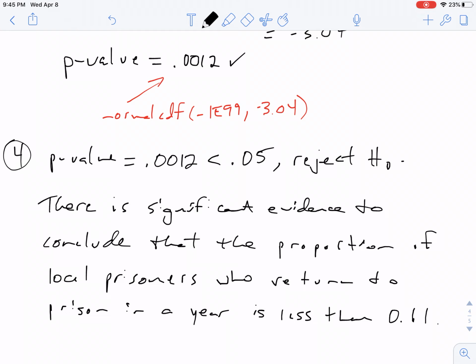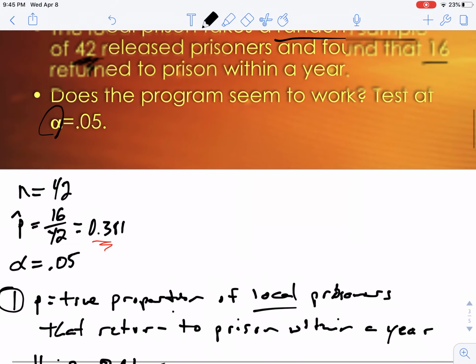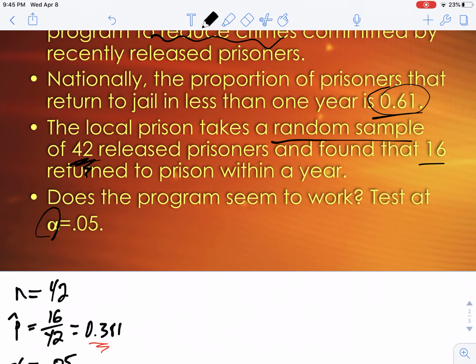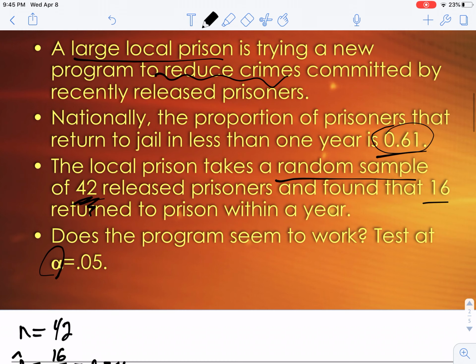So again, there's significant evidence. Because we rejected the null, there's evidence for the alternate hypothesis. And if we put the alternate hypothesis in context, we can say there's significant evidence to conclude that the proportion of local prisoners who return to prison in a year is less than that 0.61 number. So again, if we go back and answer that original question, does the program seem to work? Well, yeah. The proportion for the local prison we can conclude is lower than the national proportion of 0.61. So we can conclude that the program does work.